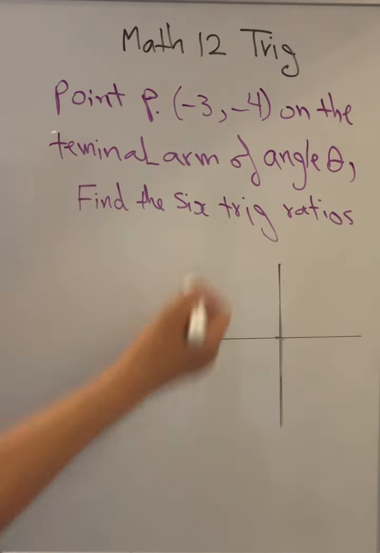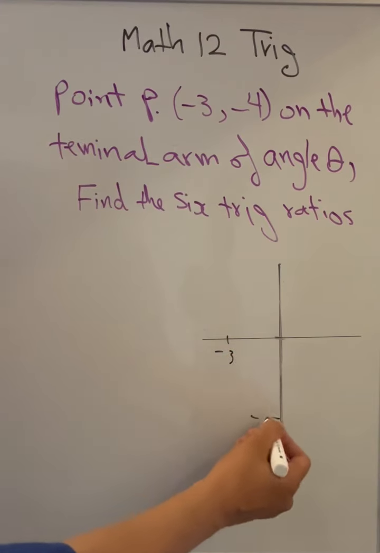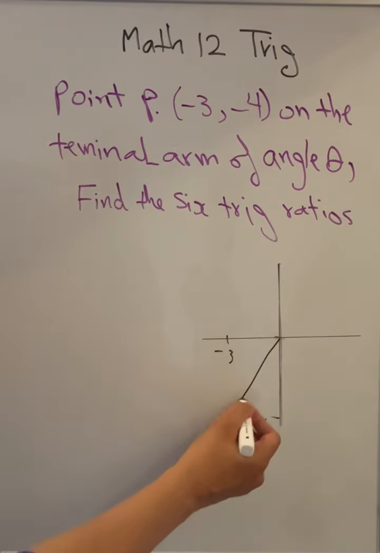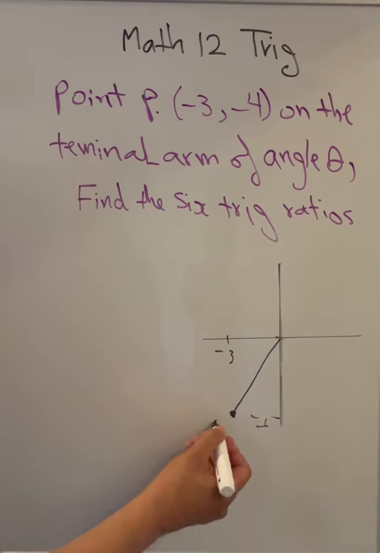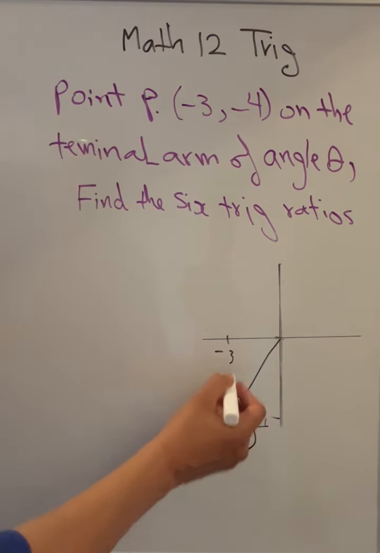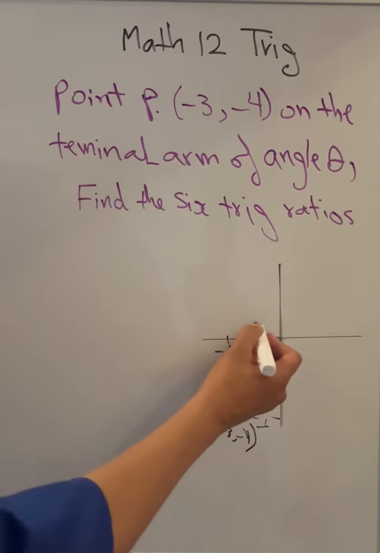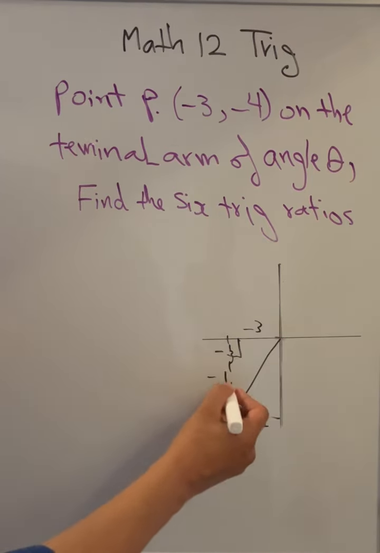So negative 3 and negative 4 will be somewhere in here. So that is your terminal arm. So this is point negative 3 and negative 4. We bring a vertical at 90 degrees. We know this is the x is negative 3 and the y is negative 4.